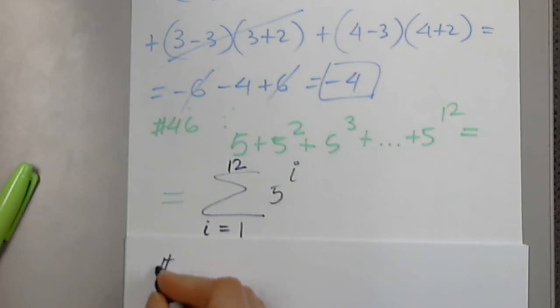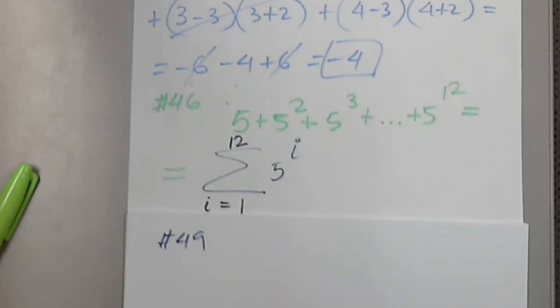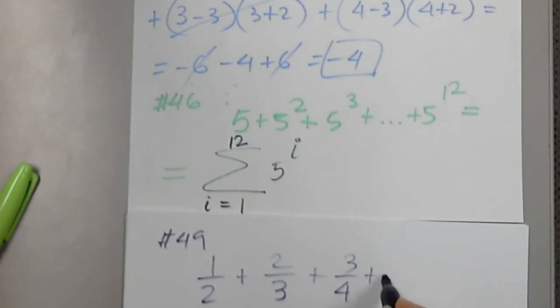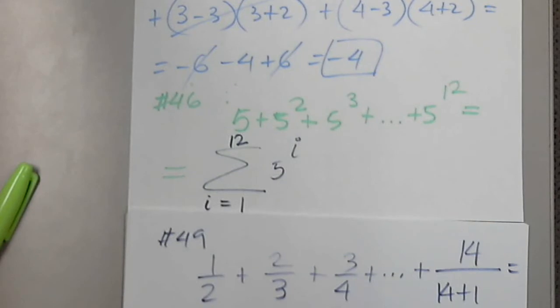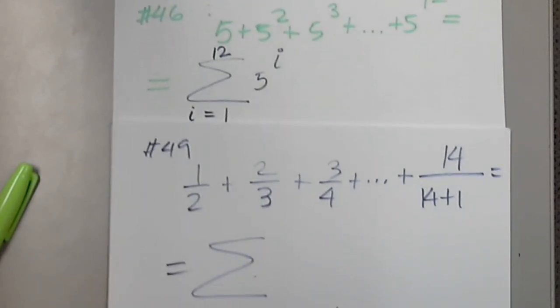49 caught my eye. 1 over 2 plus 2 over 3 plus 3 over 4 plus ... plus 14 over 14 plus 1. So again, the same thing. They want us to change the left-hand side into a condensed notation using the summation.